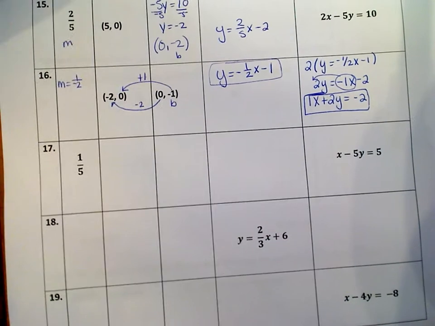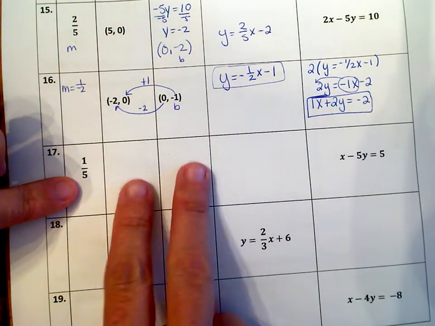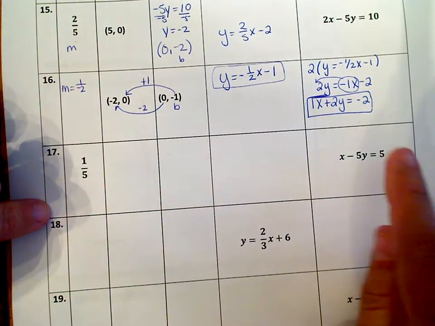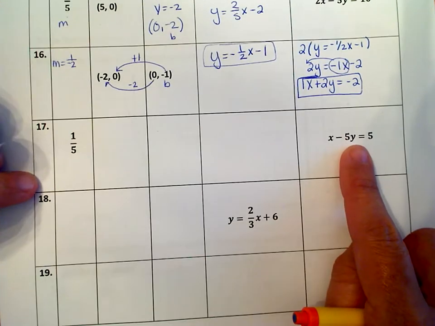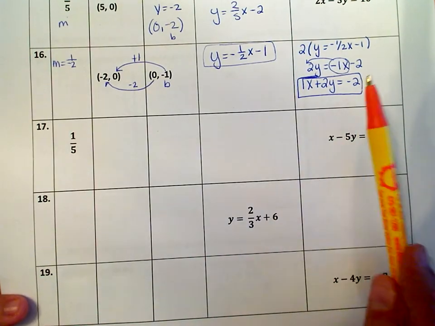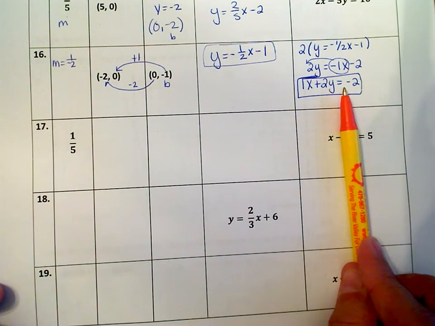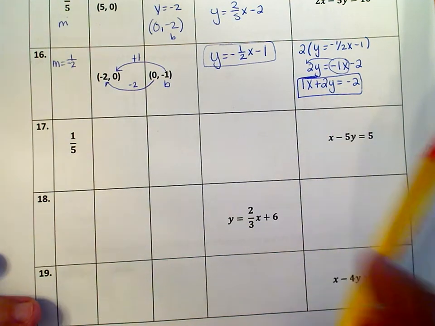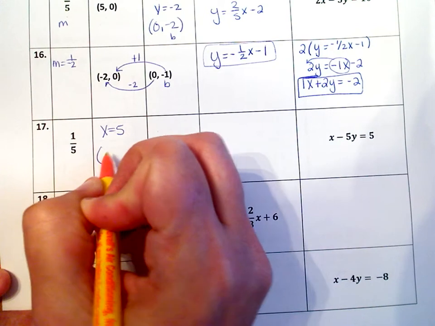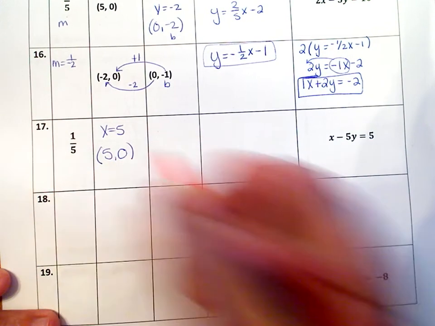All right, on number 7, they gave me the slope. I don't know the x or the y-intercept, so I can't write the equation. But they did give it to me in standard form. So we're going to find the x and the y-intercepts. Remember, to find the x-intercept, we cover up the y. So that's just x equals 5 when we cover up the y. And so we write our coordinate 5, 0.